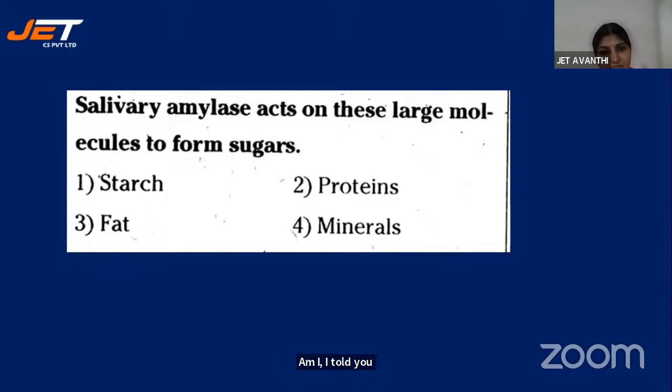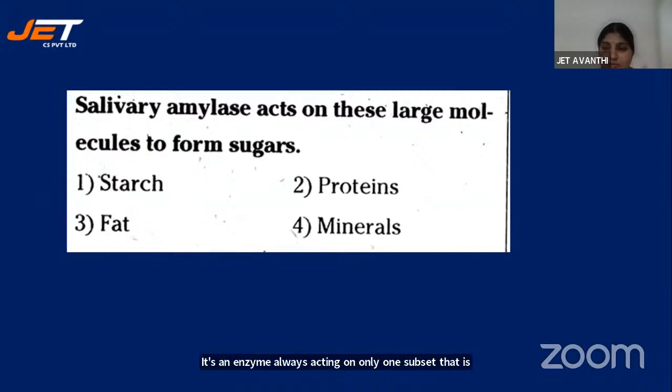What is that? Yes, children. No, it's not 3. It's 1. Starch, a complex carbohydrate. Always, whenever amylase comes in the question, amylase is an enzyme acting on only one substrate, that is carbohydrates.